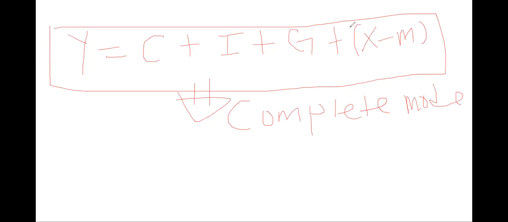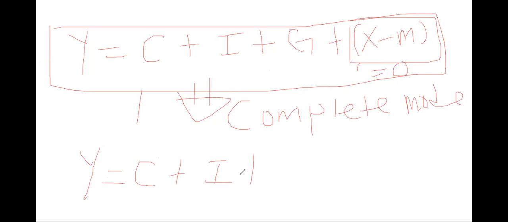So we can assume that this is zero, meaning that the country doesn't trade with any country, you understand? So if we assume that X is zero, what we are saying is that Y equals consumption plus investment plus government expenditure. So this component here, export minus import, when we say it is zero, what we are saying literally is that this country does not trade with any other country. They don't have any trade with any other country.